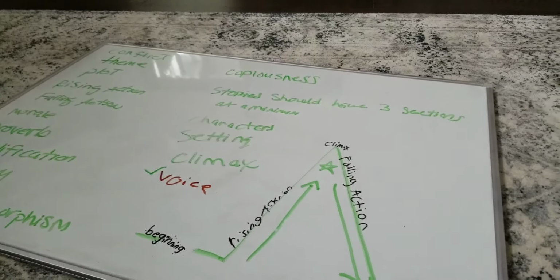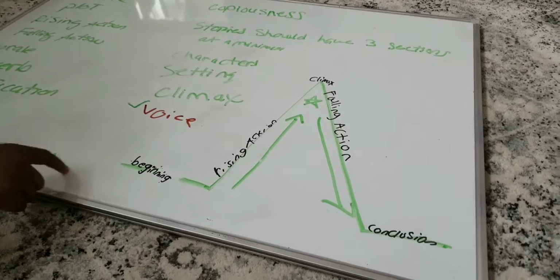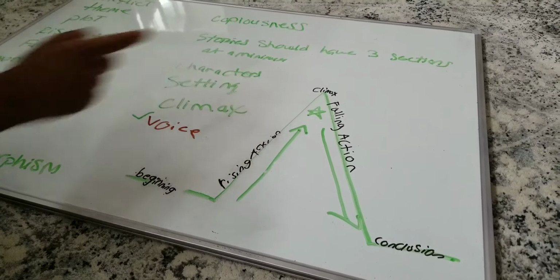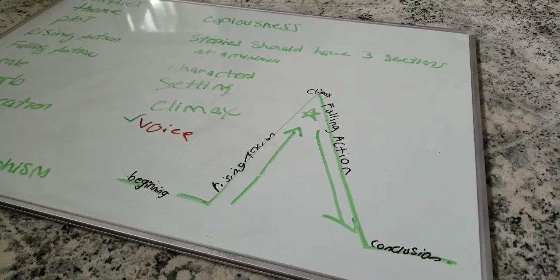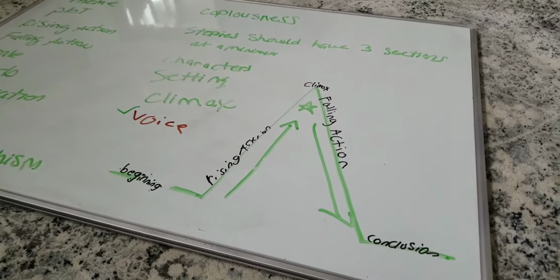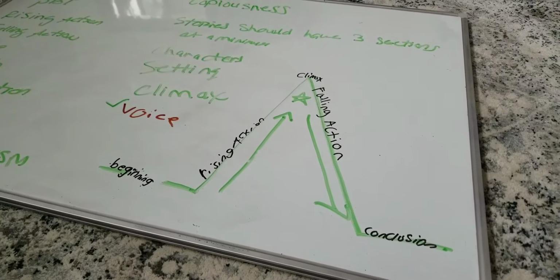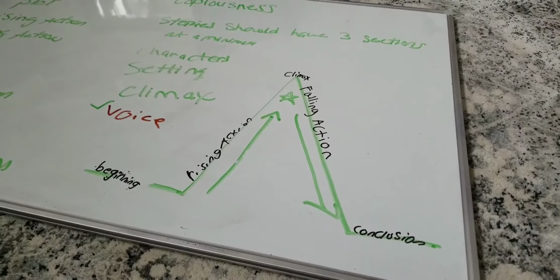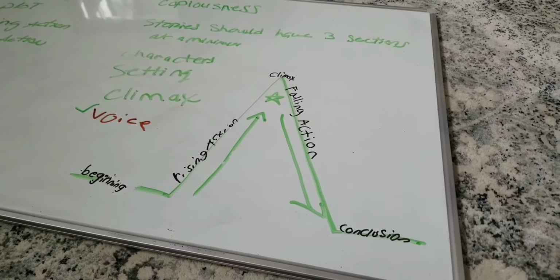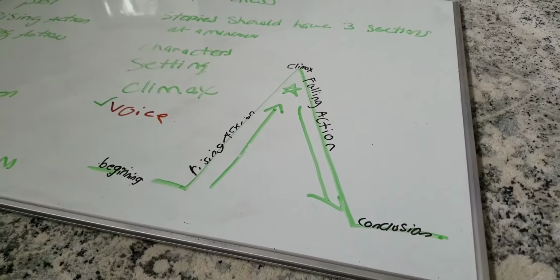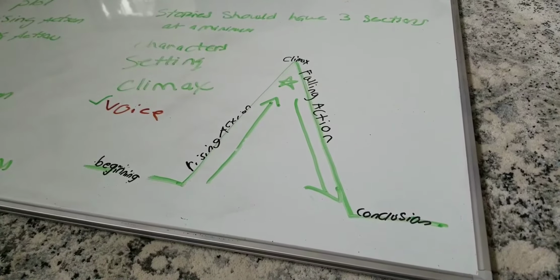So when we have a plot, from here to here, that's going to be your plot. The dun, dun, dun of the story, right? So we have the beginning of the story, and we have the events that are getting us to our climax. So when we're getting to our climax, what type of action is taking place?